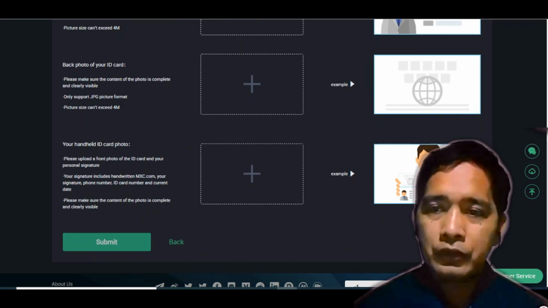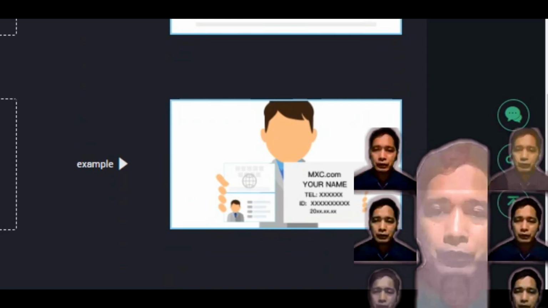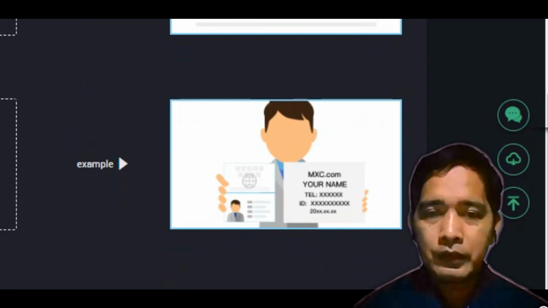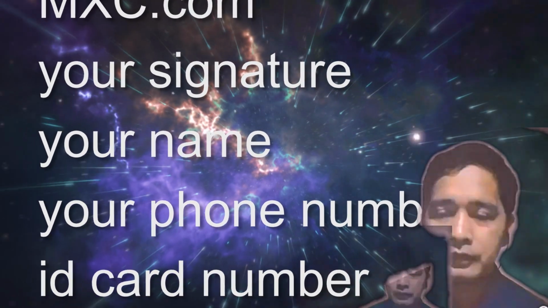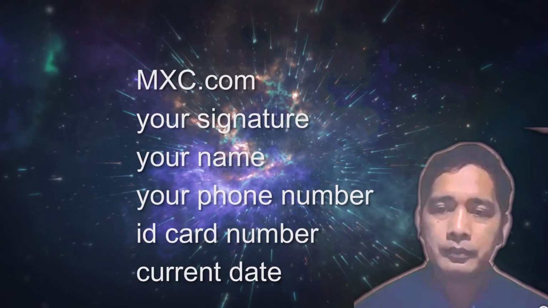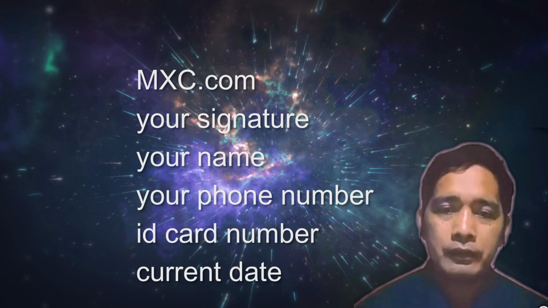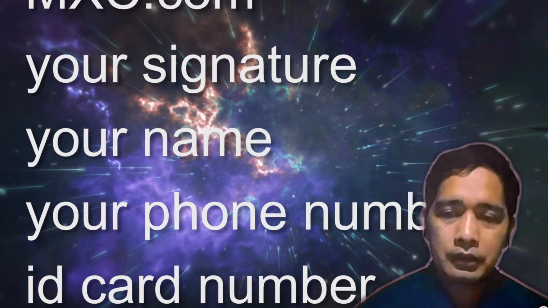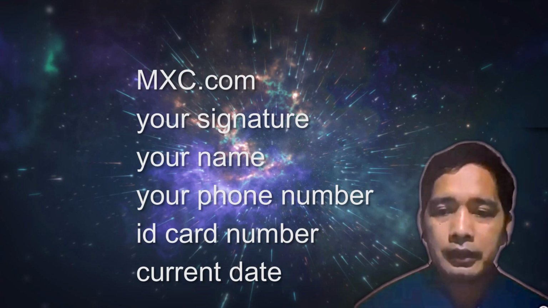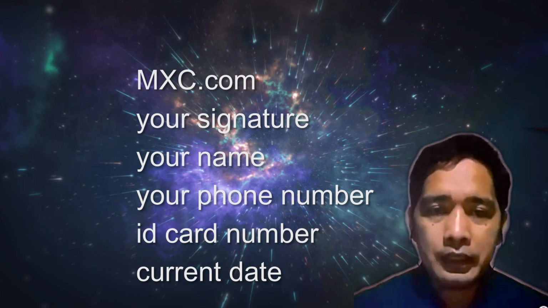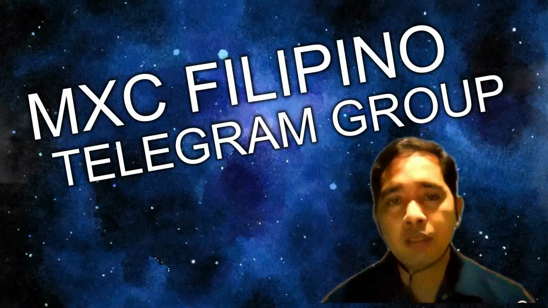Upload a selfie photo of you holding the front of your ID and holding a piece of paper that contains the following handwritten words. These are the words that should be handwritten on the piece of paper: MXC.com, your signature, your name, your phone number, ID card number, and the current date. Make sure that the content of the photo is complete and clearly visible. Then click submit.